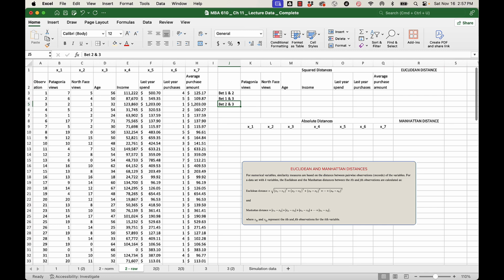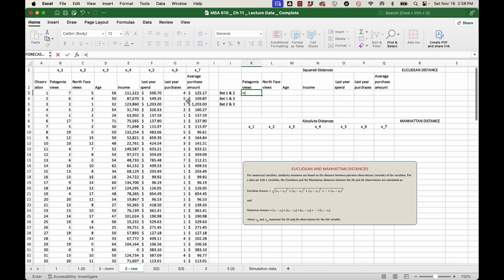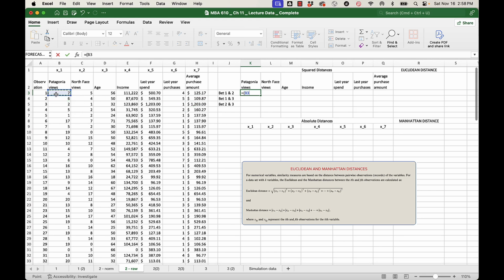So I'm going to start with the squared distances and the absolute distances, and I'm going to follow this formula. I'm going to go a little more quickly this time. So between 1 and 2, Patagonia views, 7 minus 6 squared. Between 1 and 3, 7 minus 2 squared. And between 2 and 3, 6 minus 2 squared.